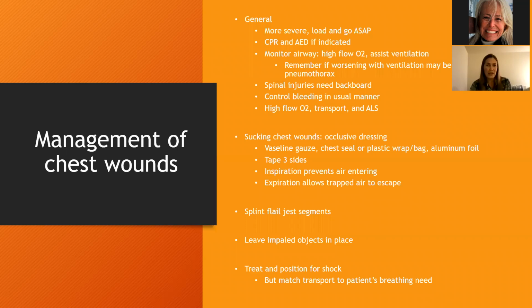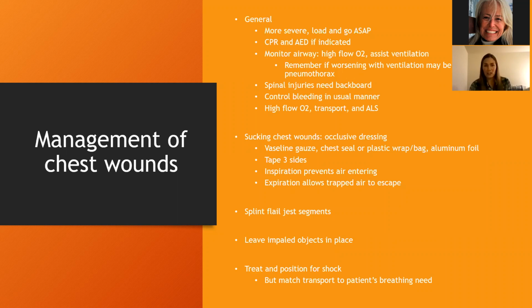So you have a Vaseline gauze, some type of chest seal, plastic wrap, a bag, aluminum, some wrapper that you have from a Cliff Bar, whatever, anything you can put on there, and you tape this one down on 3 sides. By doing the 3 sides, this allows, with breathing in, inspiration, prevents any extra air from going inside the chest cavity. But when they breathe out, it allows any of that trapped air to get out.